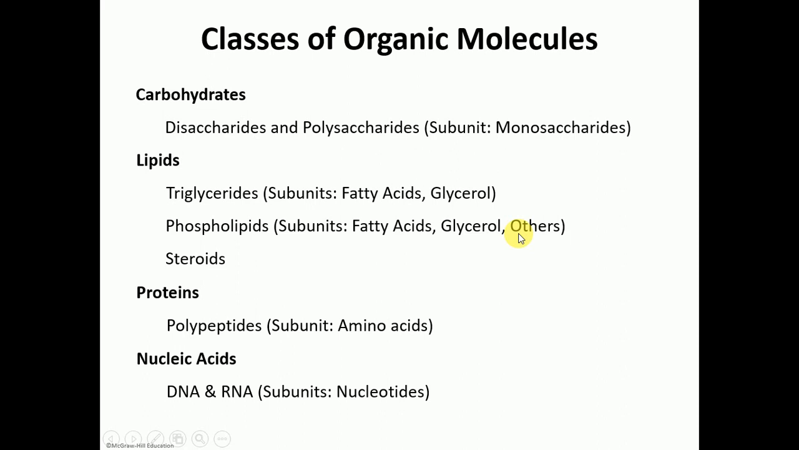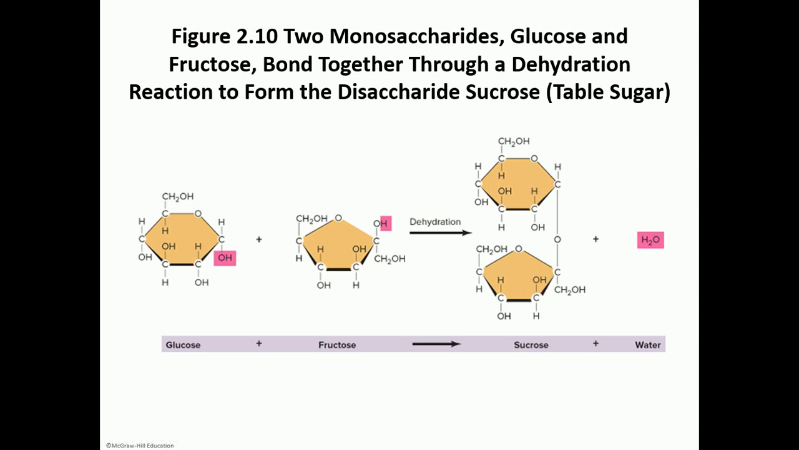I'm going over this kind of fast because we're going to go into detail in the next couple of slides. And then steroids, we'll see that they're technically all spin-offs of cholesterol. And then your protein, which is a polypeptide chain with building blocks of amino acids. And then our nucleic acids, which are DNA and RNA, and those building blocks are known as nucleotides. So let's talk about the carbs.